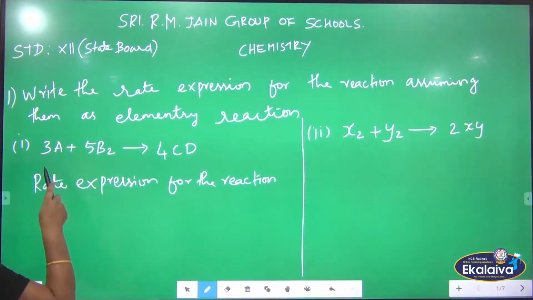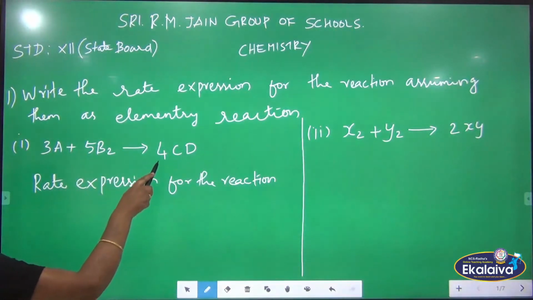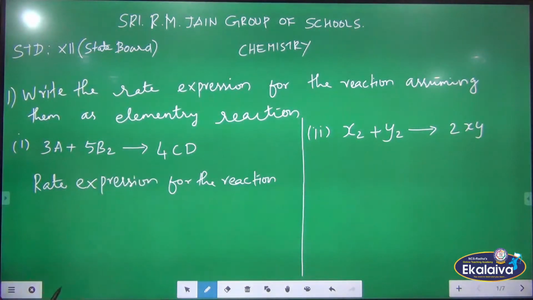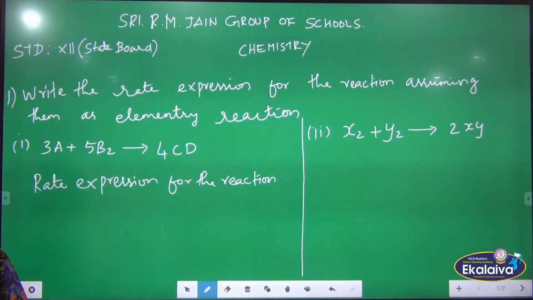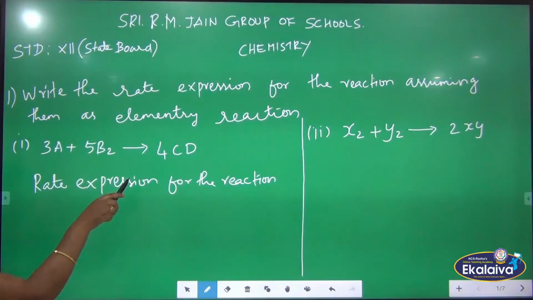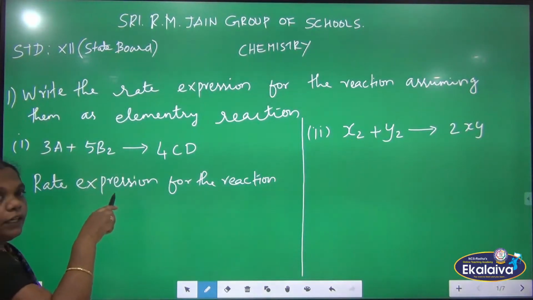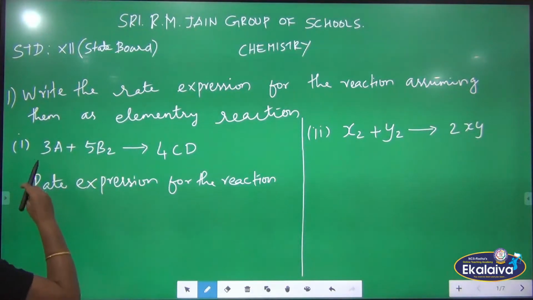So for the reaction 3A plus 5B2 gives 4CD, you want to write the rate expression. Always, the rate of formation of the product is equal to the rate of the disappearance of the reactant. So all the rates are equal.